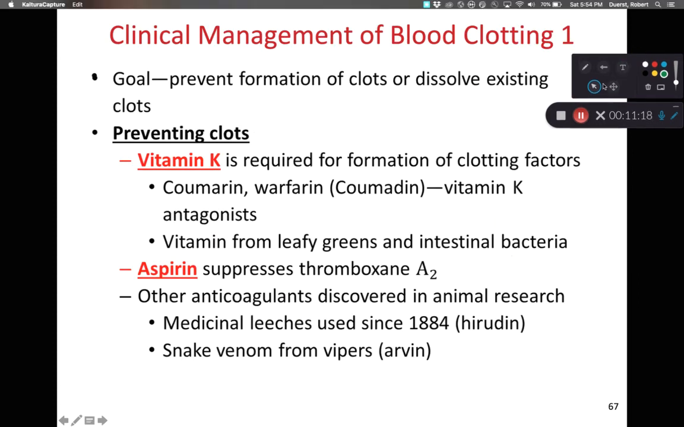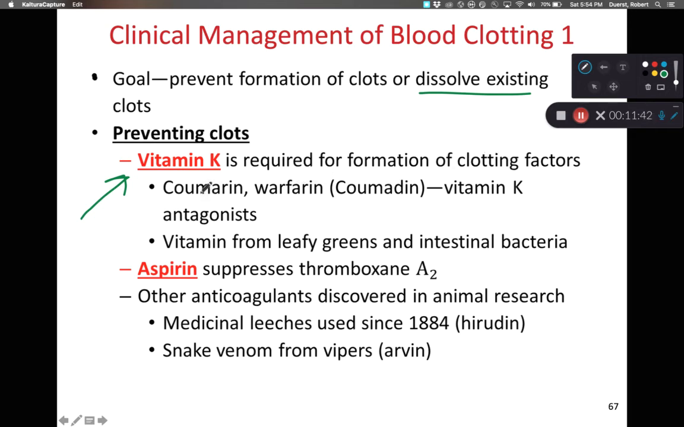So let's say you're somebody who has excessive clotting. You might need some help managing that. The goal is to prevent excessive clotting and to dissolve your existing clots. So when we look at how to prevent clots, first we have vitamin K. And vitamin K is needed for the formation of clotting factors.